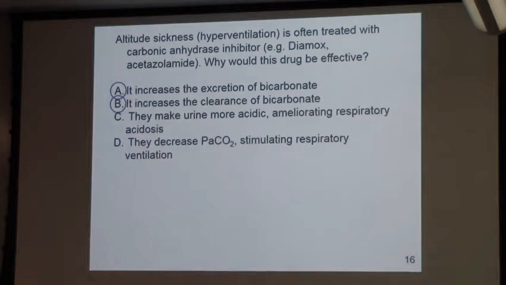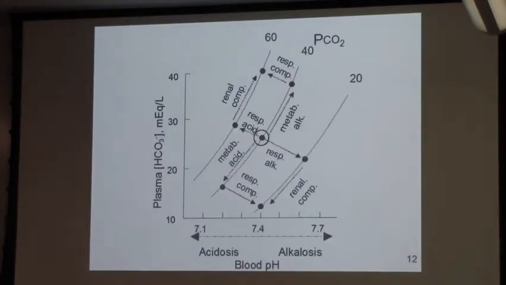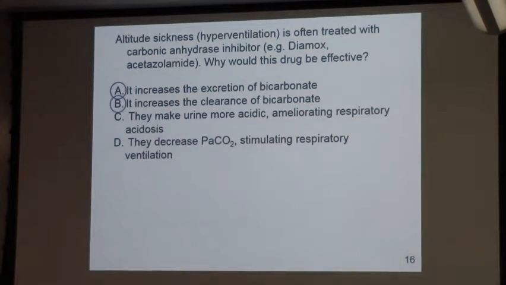They make the urine more acidic? No. Do we want to make it more acidic? We want to make the plasma more acidic. We don't want to make the urine more acidic. We want to make the urine more alkaline, so that the plasma can become more acidic. And they don't affect ventilation.